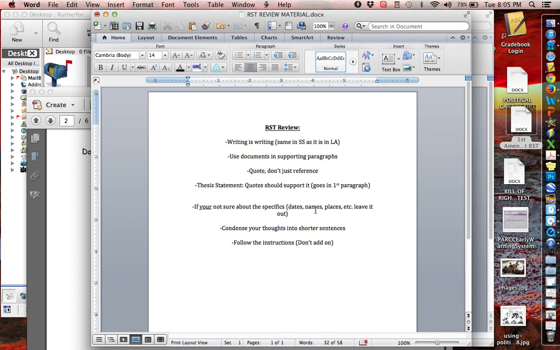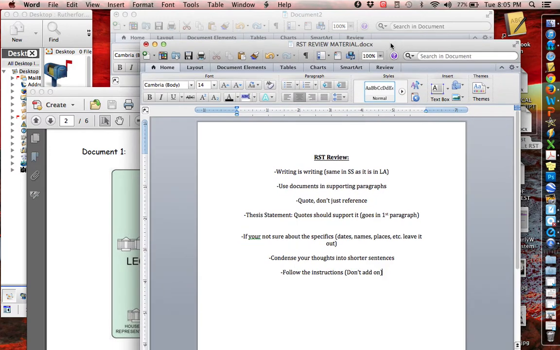When you're going through your document and you're going through your essay, if you're not sure about the specifics, okay, dates, names, places, etc., leave it out. Okay, you don't need to be specific unless you're absolutely positive. Okay, condense your thoughts into shorter sentences. I just mentioned that before. Okay, and don't do anything extra. Do exactly what the instructions are telling you, and you'll get a better grade if you do that. If you start to add things on and you're not following instructions, well, then that's going to become a problem.